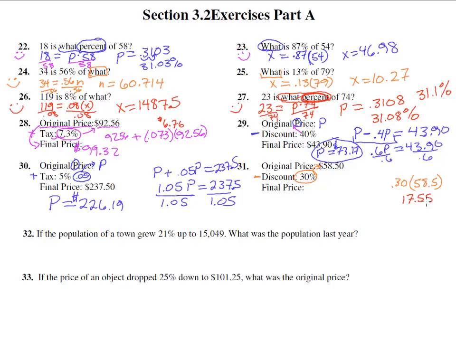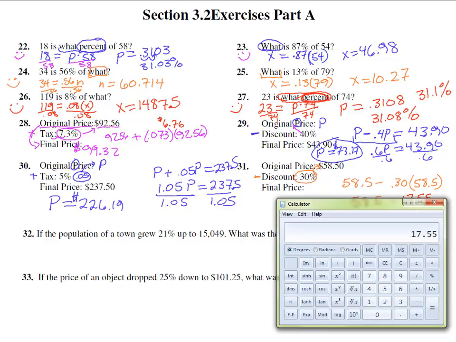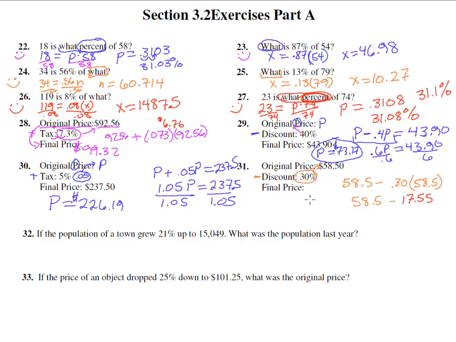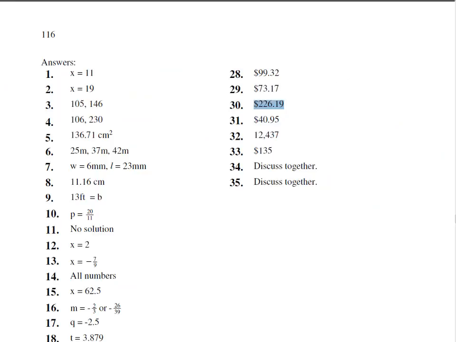That's the discount. To find the final price, we need to subtract that from the original 58.50. So if we take 58.5, subtract 17.55, we get, let's try that, 58.5 subtract 17.55 equals $40.95. $40.95 right there. And that's great. Let's check our answer.